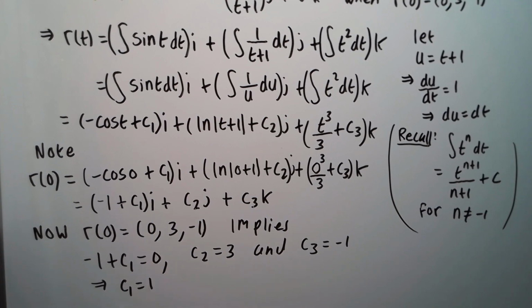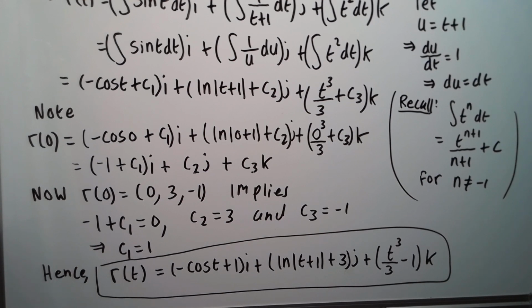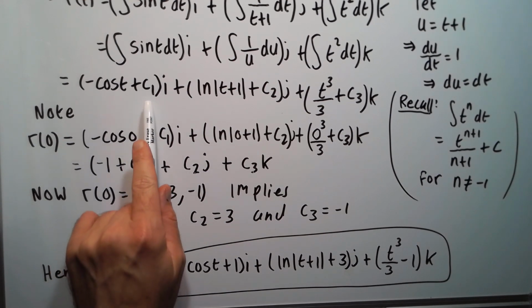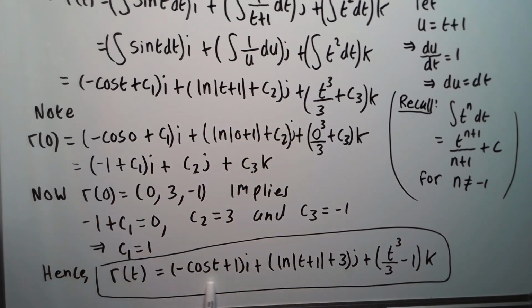So let me write my final answer then right here at the bottom. Okay, so plugging in the c values up here, we'll get this. So this is our final answer right here. So this is our antiderivative that has the condition that r of 0 is 0, 3, minus 1. So we're done. Okay, so we're done with this section, so I'm going to leave the video here.